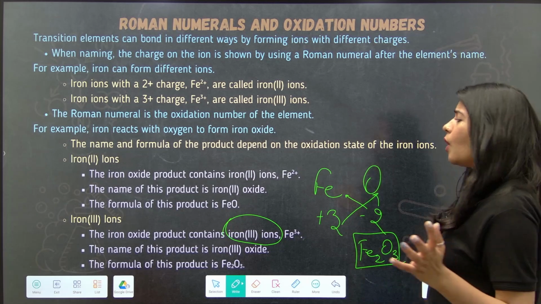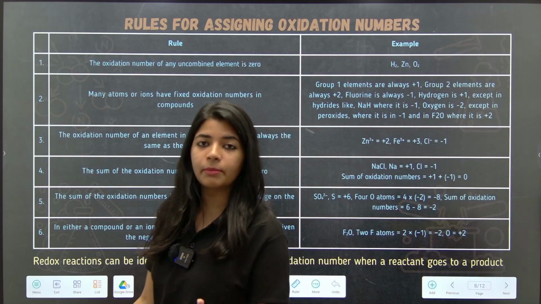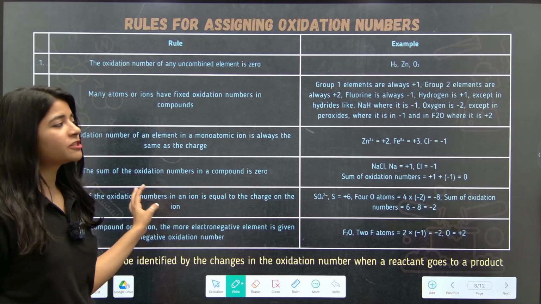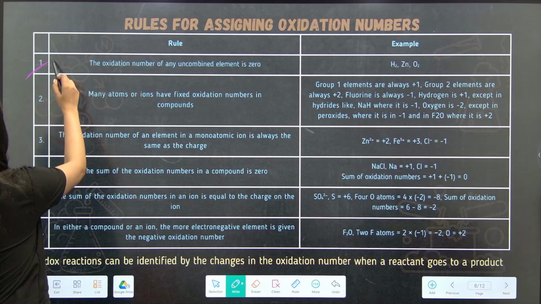Now, how do we know which element, or in which compound, what will be the oxidation state? So, there is a set of rules which are assigned for oxidation number. Let's discuss each of the rules with examples.